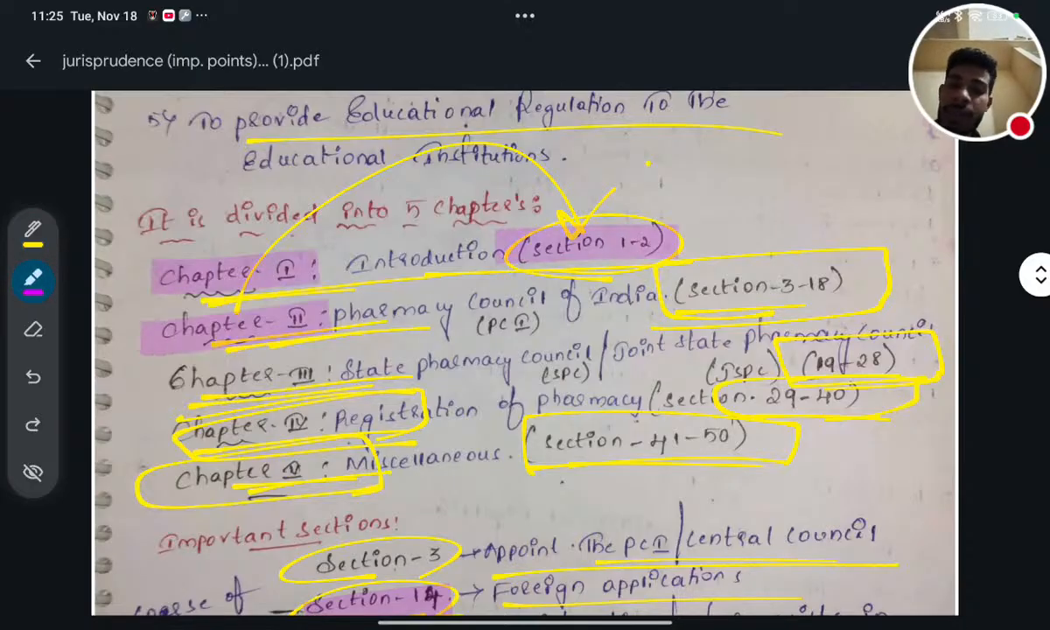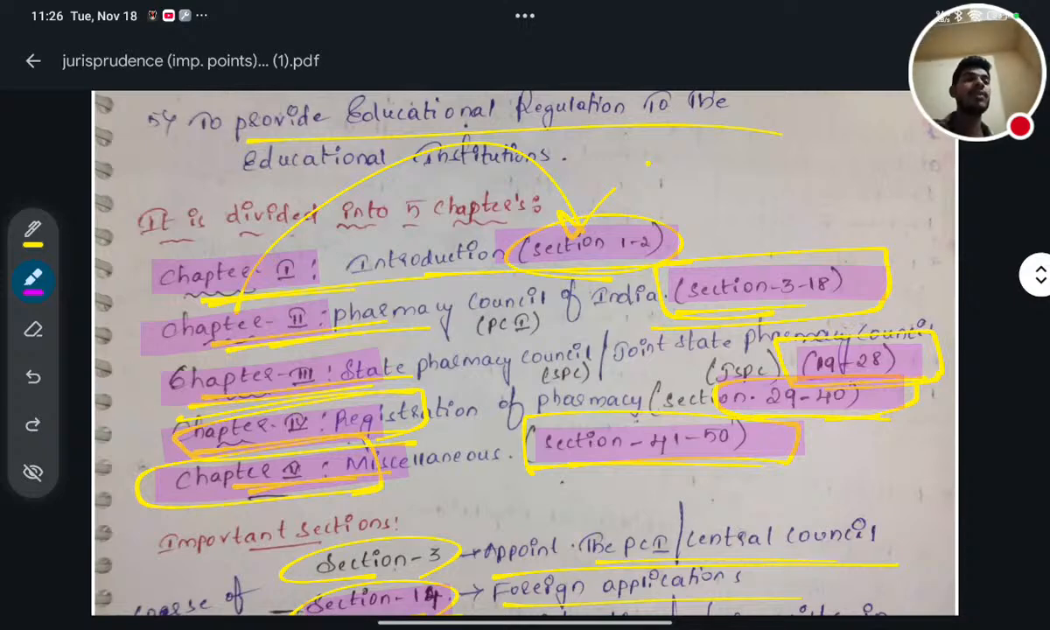Chapter 1, section 1 to 2. Chapter 2, section 3 to 18. Chapter 3, section 19 to 28. Chapter 4, section 29 to 40. And chapter 5, section 41 to 50. You have to remember that these are very important points.